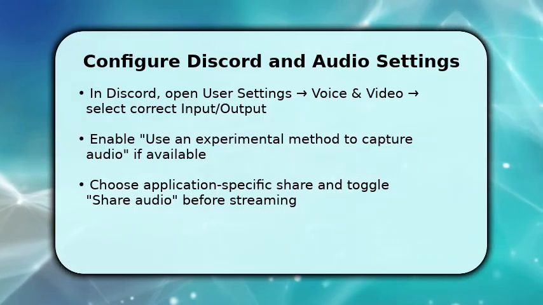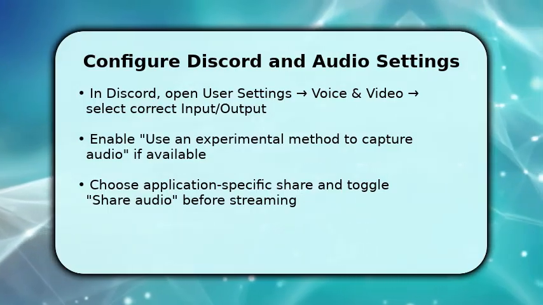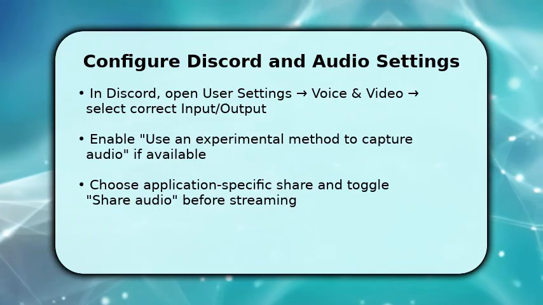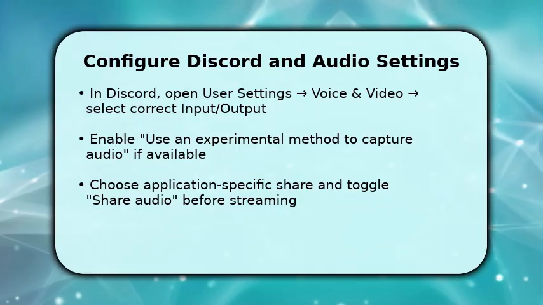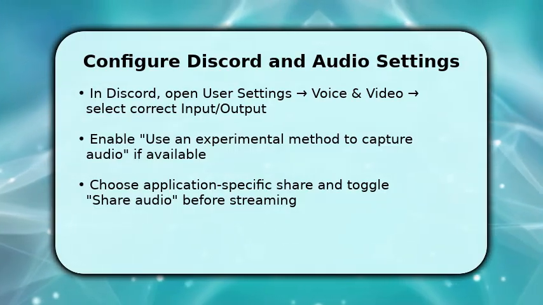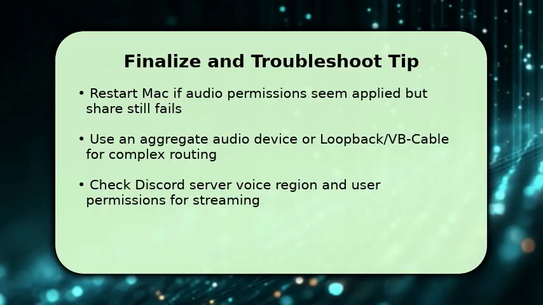If Discord offers the experimental audio capture option, enable it and restart the app because it can fix routing problems. Also set sample rate consistency in your audio interface or aggregate device. Finish by testing a short stream in a private server or DM call so you can verify audio reaches participants.